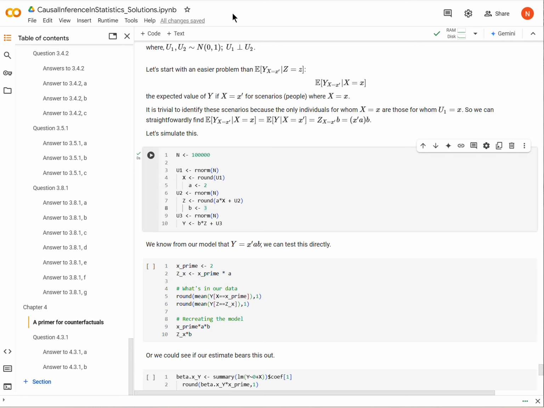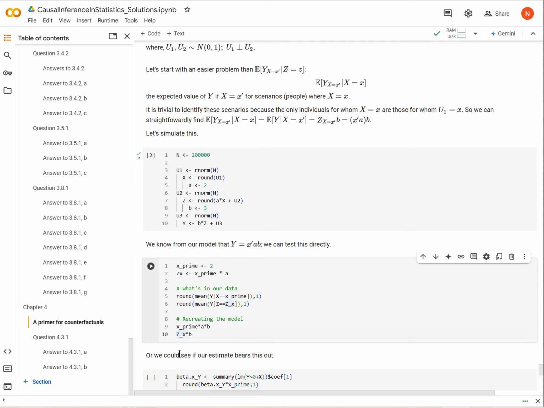And so now we can run this DAG forward and test to make sure that y equals what we think it equals. Okay, so we can do this directly. I'm going to set x prime equal to 2. Now my new zx value, in fact, I'm going to call it this just to keep the notation consistent with what I do later. It's the x prime value times a that gives me the new zx.